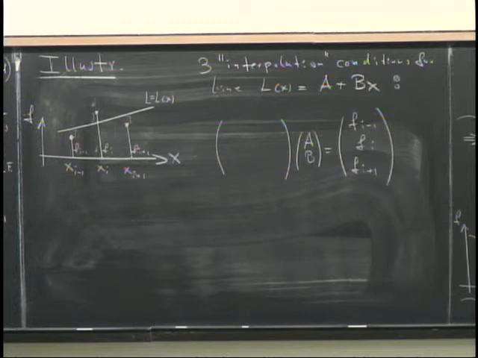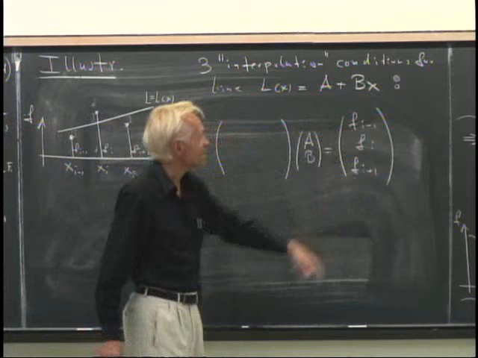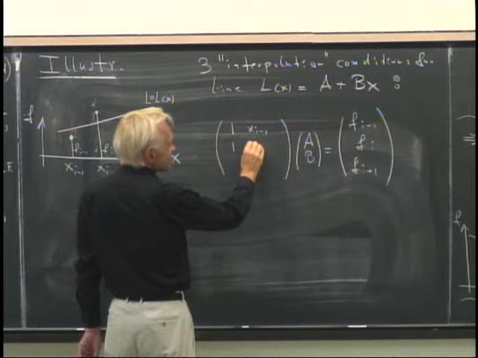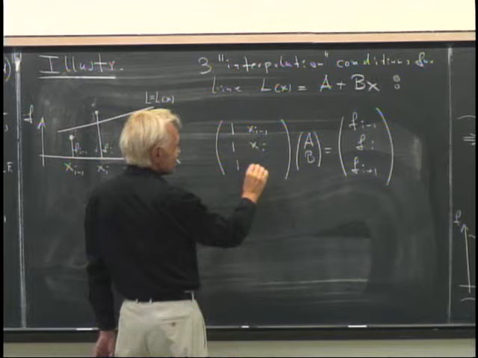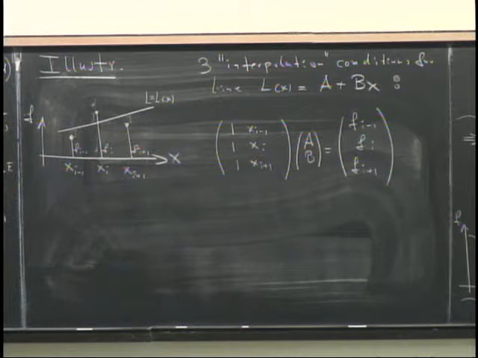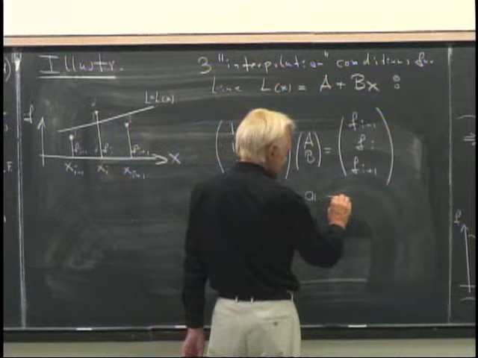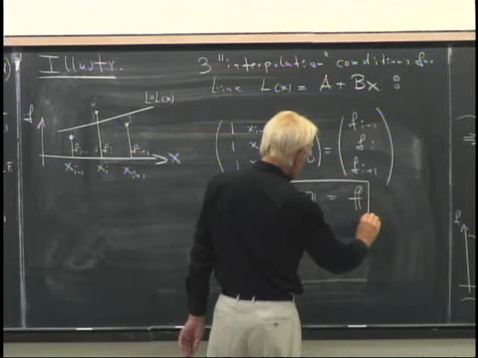And so now I plug the different sides into that equation for x. So it is 1 times a plus x_{i-1} times b equals f_{i-1}. Then I have a plus b times x_i equals f_i. And then I have the last equation, 1 times a plus x_{i+1} times b equals f_{i+1}. So this is an overdetermined system. I have 3 equations for only 2 unknowns. So this is some kind of matrix M times a coefficient vector A equals some vector of function values F, right? That is a system you have to solve, and it's overdetermined.